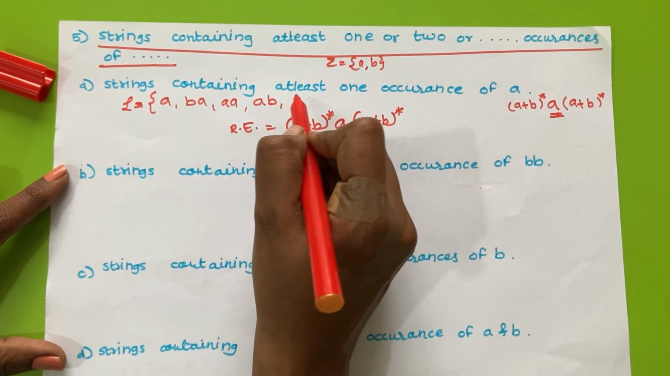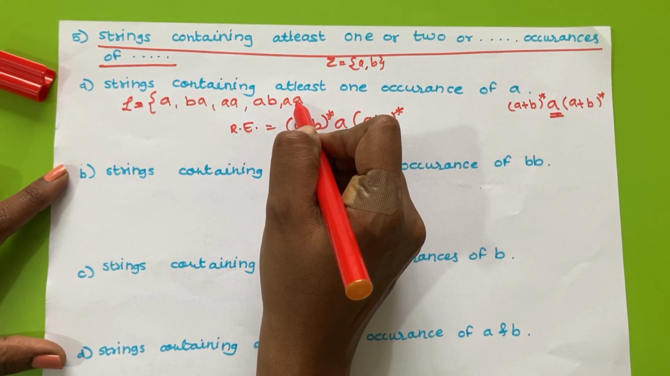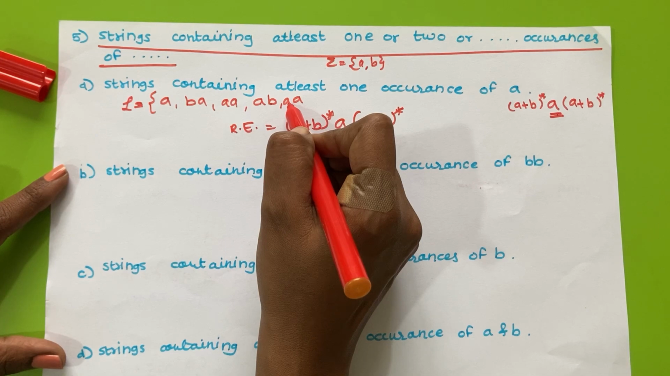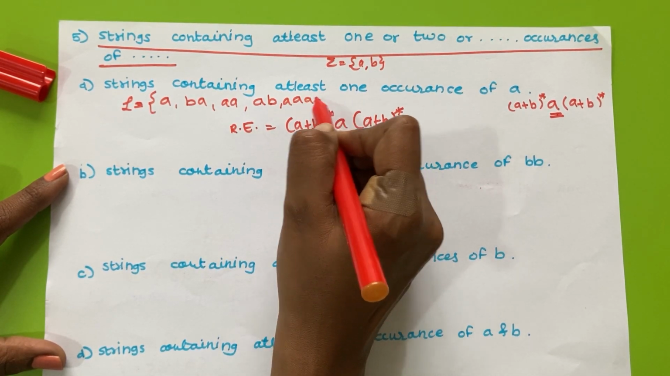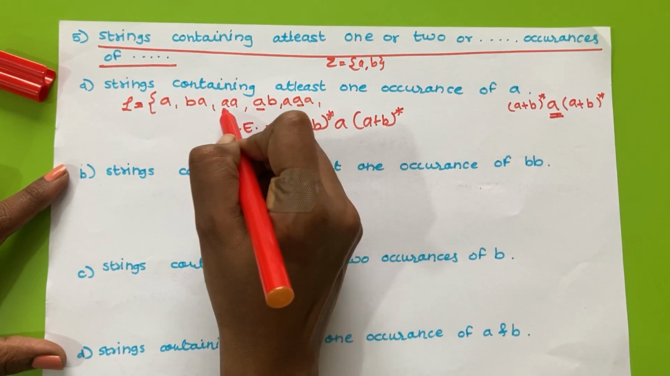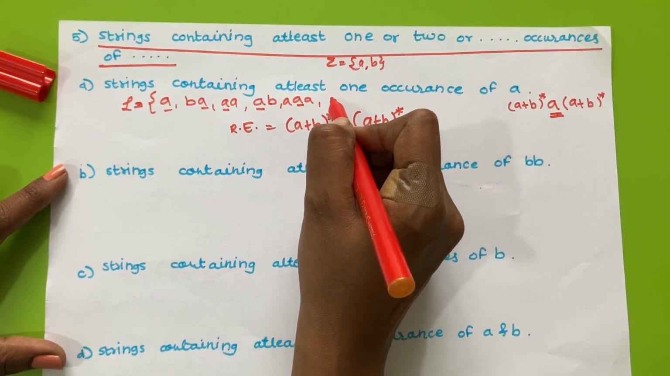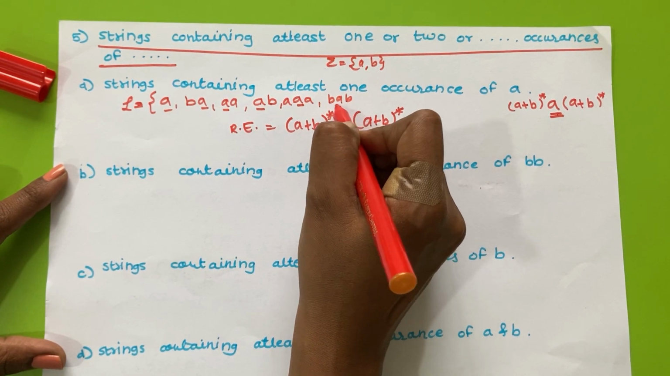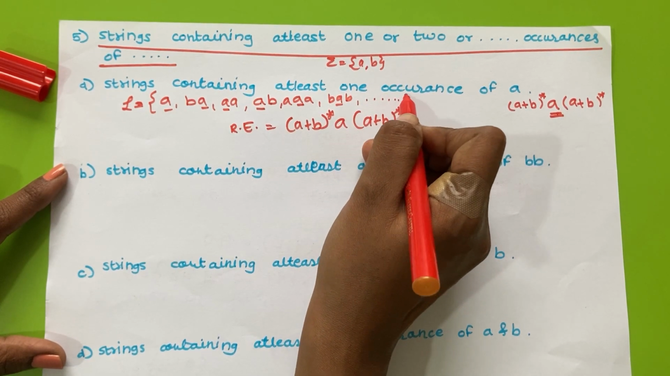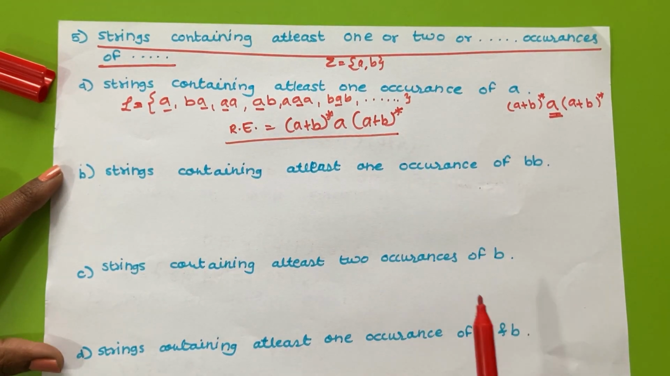Now it can be possible that a single a is there, with something before this a and something after this a. So the middle a is compulsory, and the string can go on repeating like this. So our final regular expression will be like this.